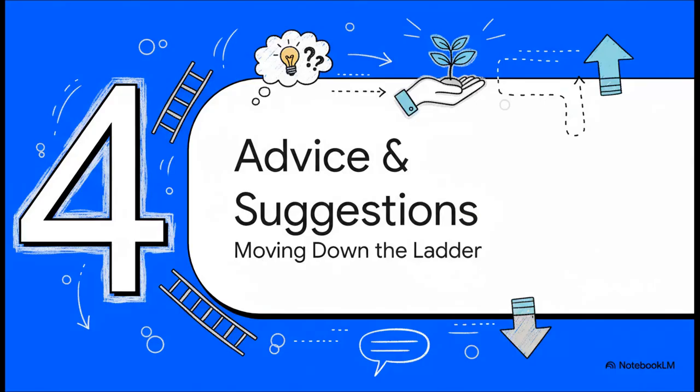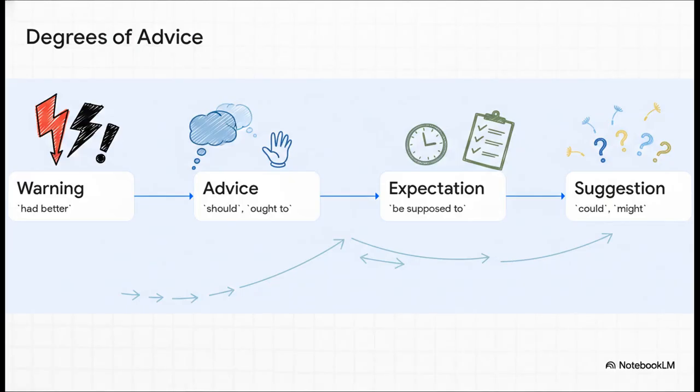Okay, so we've covered the extremes, right? 100% and 0%. Now let's move into that interesting middle ground on the ladder. This is the world of advice, expectations, and gentle suggestions. These aren't strict rules, but they're still pretty important. You can almost feel the pressure dropping with each step down, can't you?